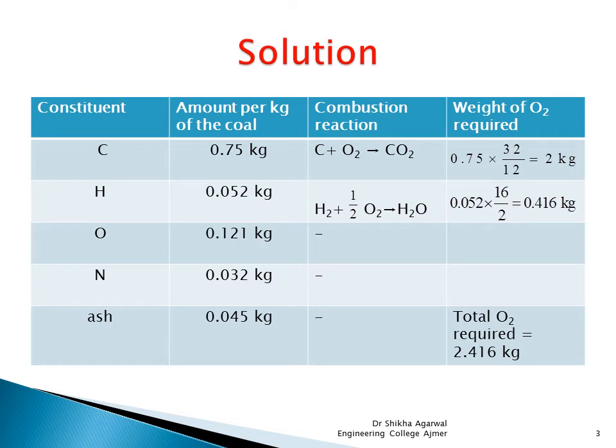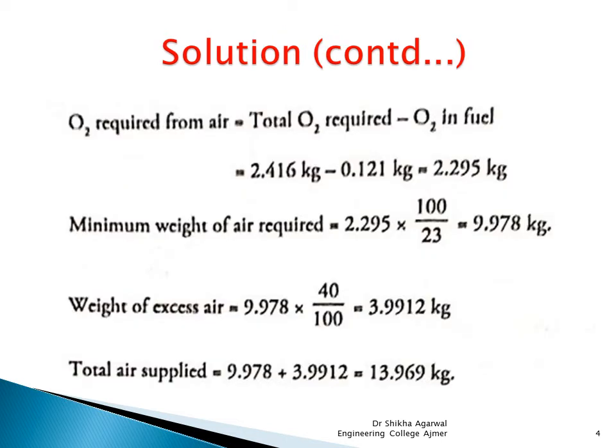Now in this, once again we write down the constituents, then we write down the amount of constituents per kg of the coal. Then we write down the combustion reaction, then we calculate oxygen. All this we have done earlier and we have studied, so I need not repeat it. So with this we get the total weight of oxygen as 2.416 kg. Now this coal sample contains 0.121 kg of oxygen, so this is to be subtracted from it. So when we subtract, we get 2.295 kg of oxygen is required from the air that we are supplying.